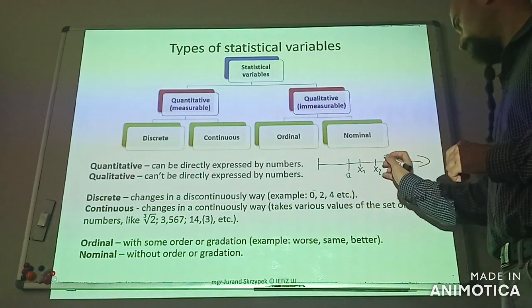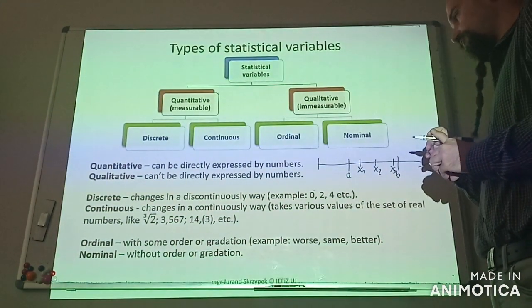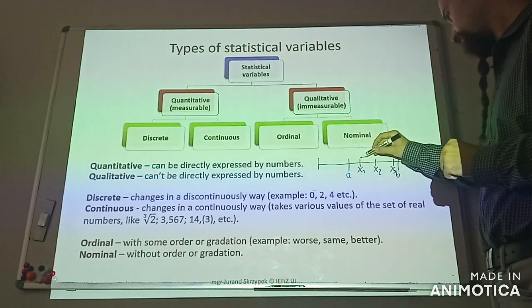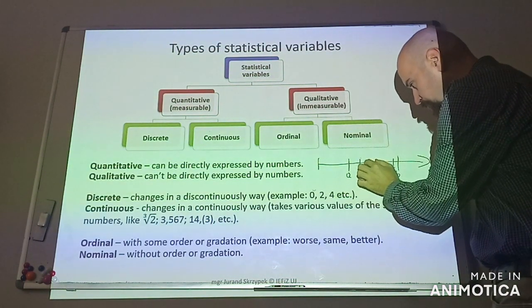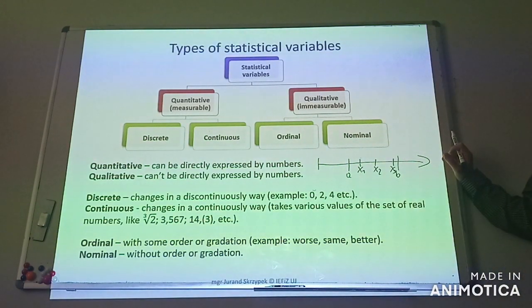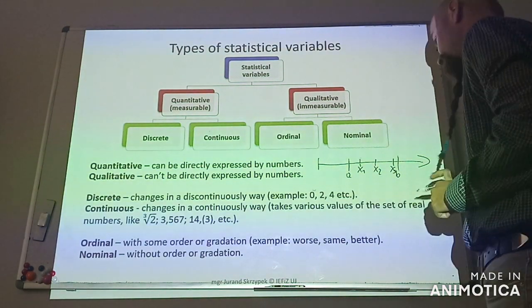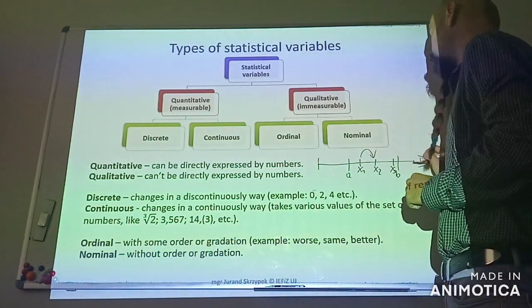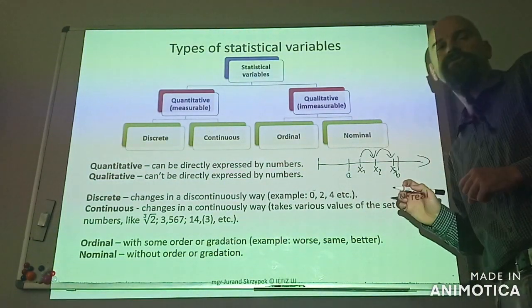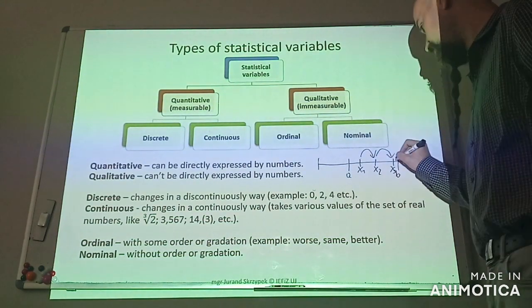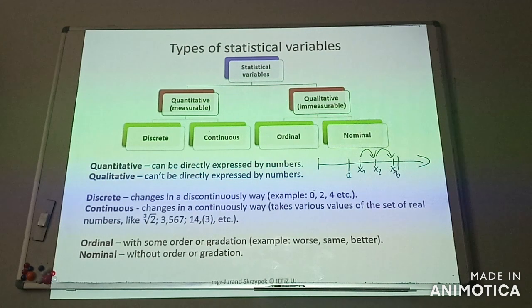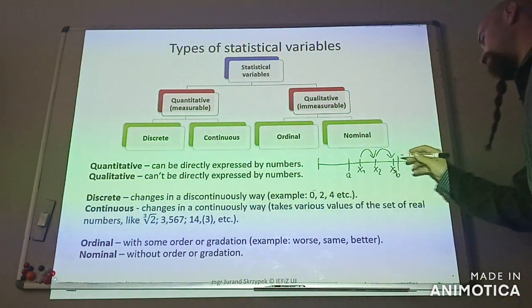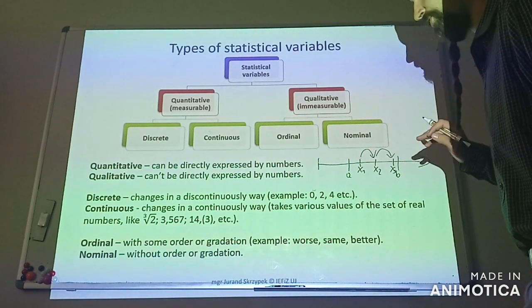So the values change in a discontinuous way, because between these values we don't have any other values of our discrete variable. So we jump from one value to another. There is nothing between the defined values of our discrete attribute.